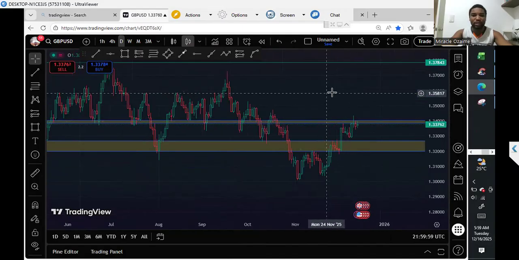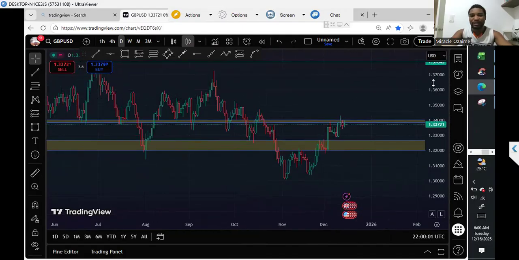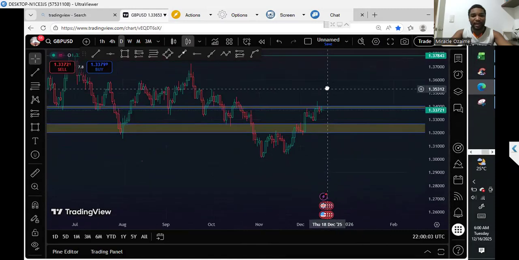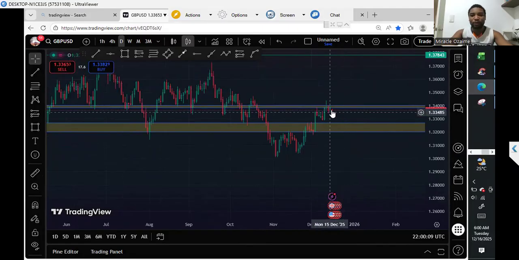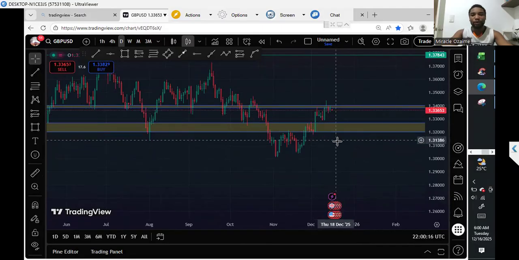That is why I'm a little bit patient. For GBPUSD, I'm going to stand aside as well. Same as EURUSD, same as DXY. I'm going to stand aside because there is a multiple correction. There is a multiple consolidation around this area at this point. So for these pairs, I'm going to stand aside.